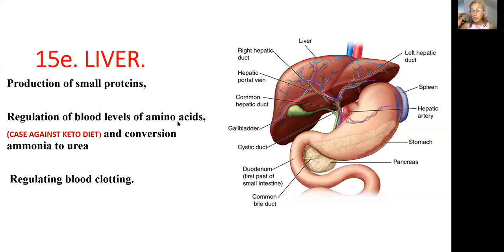Hi friends, let's continue our education on the topic of the liver. In this lecture, I decided to briefly cover some of the functions of the liver, such as production of small proteins, regulating level of amino acids, and I'll touch base on a keto diet and conversion of ammonia to urea. Also, how the liver produces blood proteins for the blood clotting cascade.